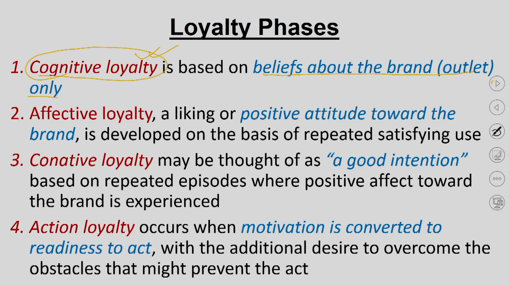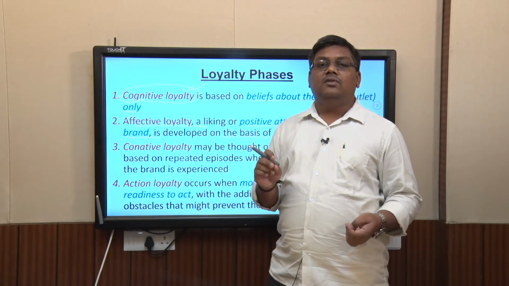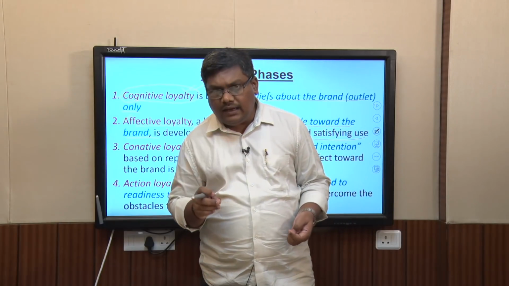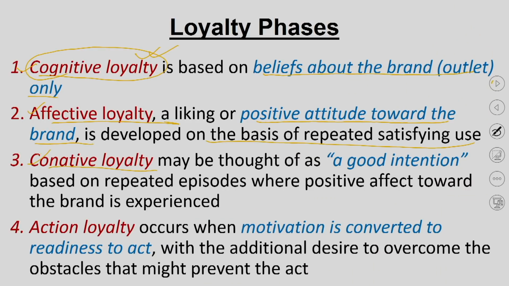The next kind of loyalty is affective loyalty. And so, what is affective loyalty? It is a positive attitude towards the brand, and that is developed on the basis of repeated satisfying use. When you feel positive towards a brand, when you buy a particular brand and you have a good feeling about it, you feel elated by using it, that is called affective loyalty. And so, affective loyalty can happen only when you have bought the product again and again and you have used it.